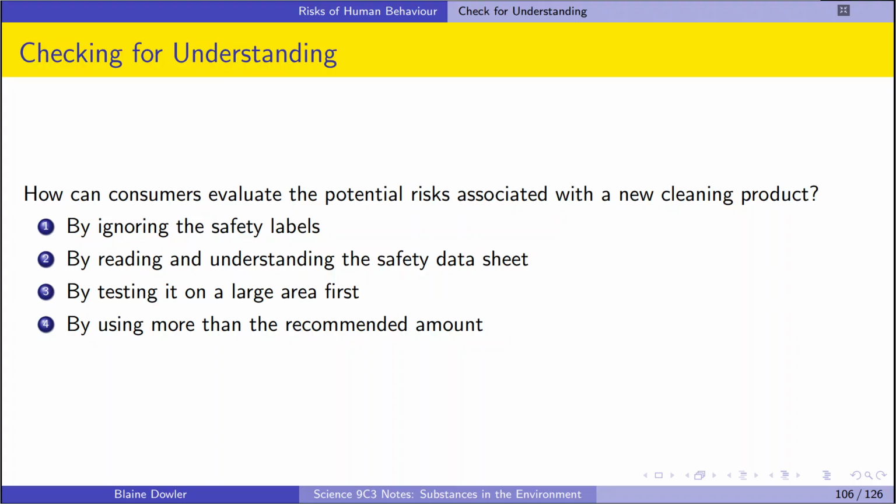How can consumers evaluate the potential risks associated with a new cleaning product? By ignoring the safety labels, by reading and understanding the safety data sheet, by testing it on a large area first, or by using more than the recommended amount. Pause if you need more time. By reading and understanding the safety data sheet. The full sheet used in the lab and in industry is not necessarily with the package, but they can generally be found on company websites.